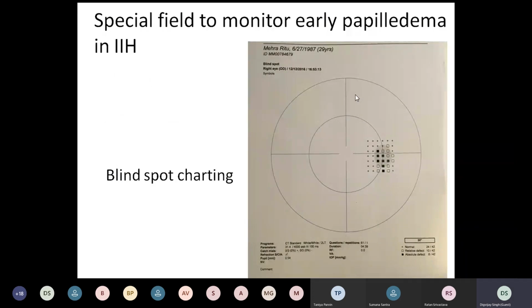A special field, sometimes they may ask, if somebody has early papilledema, what can you look for? The constricted visual field changes come very last. The answer here is that you want to look for the blind spot. This is a special program for blind spot charting in the Octopus, and we know that the blind spot is what increases in size first. It's also visible on the Humphrey, but this is a special program, so you should know that if you ever get this in a spotter, this is blind spot charting. All right.